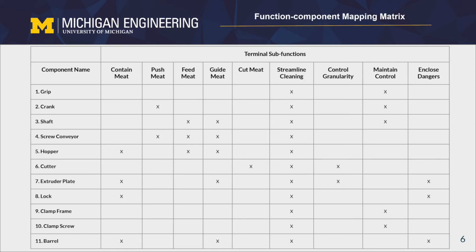The function component mapping matrix is a way for us to map each function from our FAST diagram to a component on the grinder. This ensures that each component is serving a purpose and that each function of the grinder can be fulfilled. One part to notice is the streamline cleaning function. Every component in the grinder must be engineered for ease of cleaning, since cleaning up raw meat is critical to food safety. Additionally, even a single hard-to-clean part can ruin the purpose of the grinder by harboring bacteria. From our analysis, we see that each part we have identified is serving a function and that every function is being covered by at least one component.